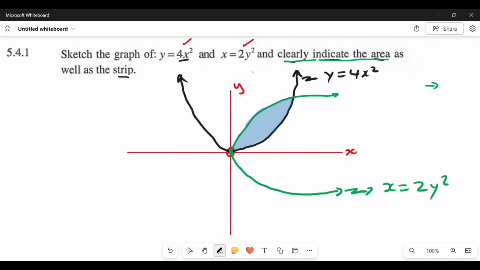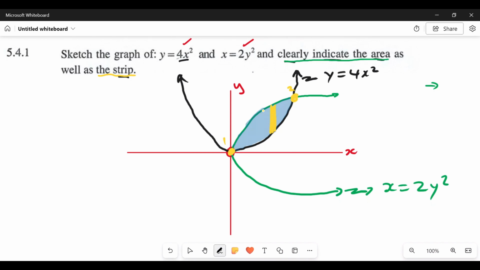So this is the area when they say clearly indicate, and then they say you must also indicate the representative strip as well. Now this strip here, guys, it should be between this point, the point of intersection. So we have the first point here and we have the second point, and also it should be within the highlighted area. So you can put a strip just anywhere as long as it's within this here. As for now, this is how you do it, guys.